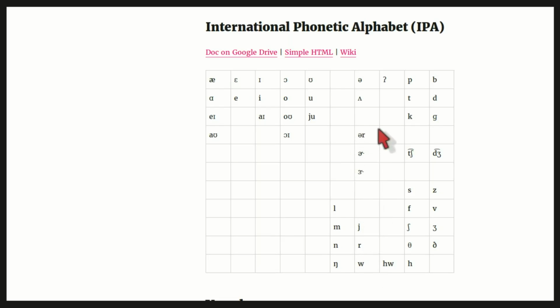These all say the ER sound. I don't think there's any reason that a dictionary should be concerned about the difference. Usually the difference is British or American English. A dictionary should probably use the same one for all of the words.